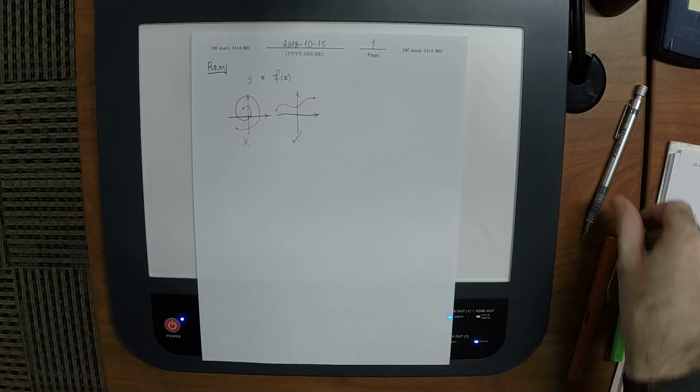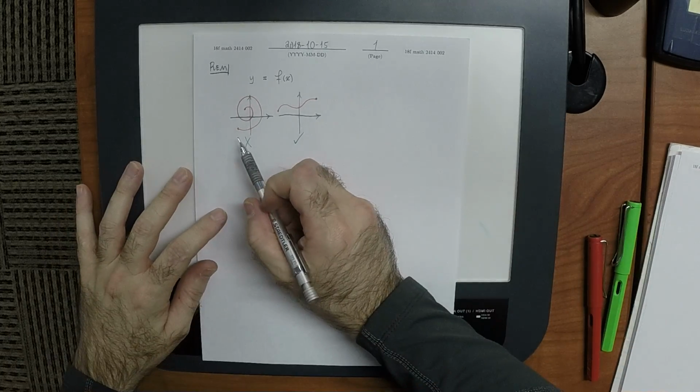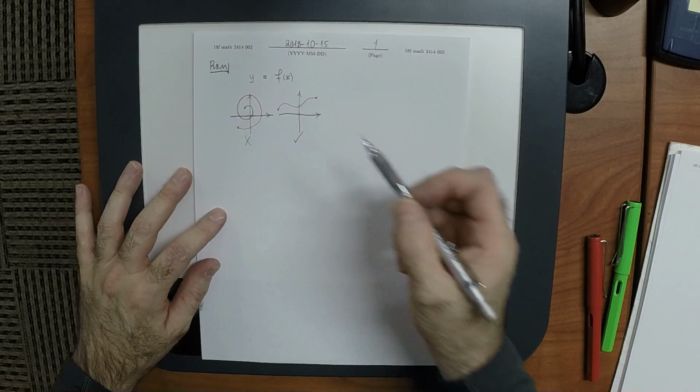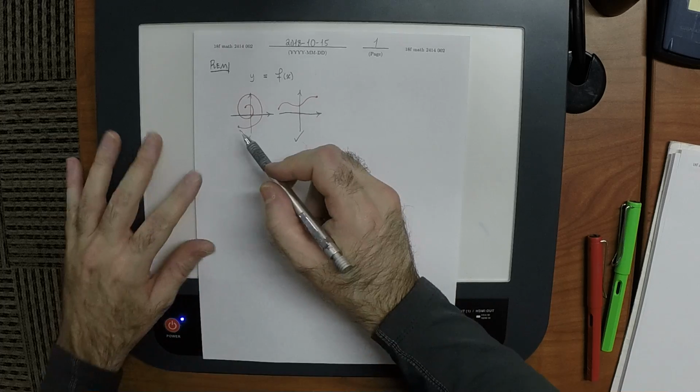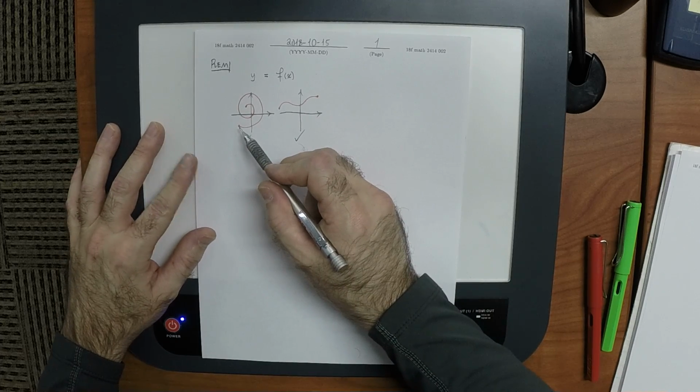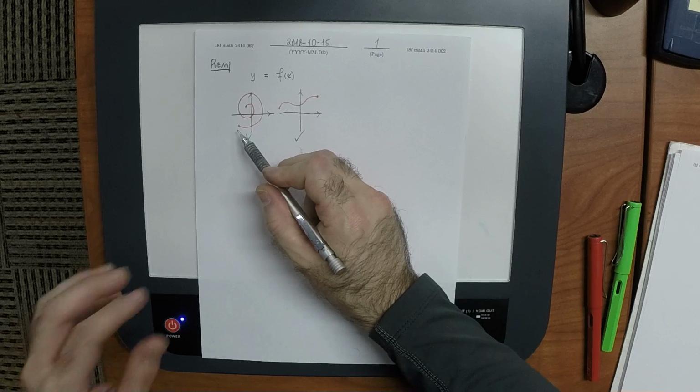Nevertheless, for various reasons, you might want to be able to talk about that. After all, it's not all that mysterious. I mean, I literally just drew it. So in some sense, you want to be able to talk about these things.